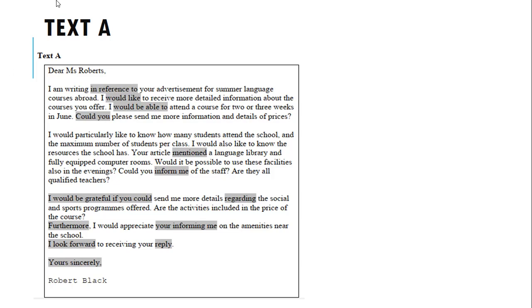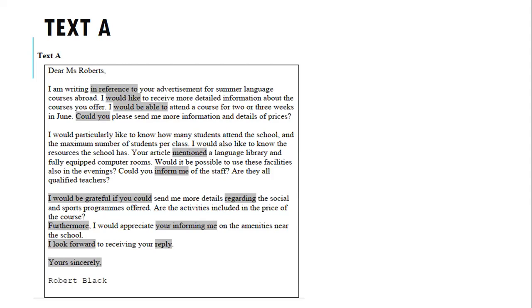I would be grateful if you could send me more details regarding the social and sport programs offered. Furthermore, I would appreciate your informing me on the amenities near the school. I look forward to receiving your reply. Yours sincerely, Robert Black. Thank you very much.